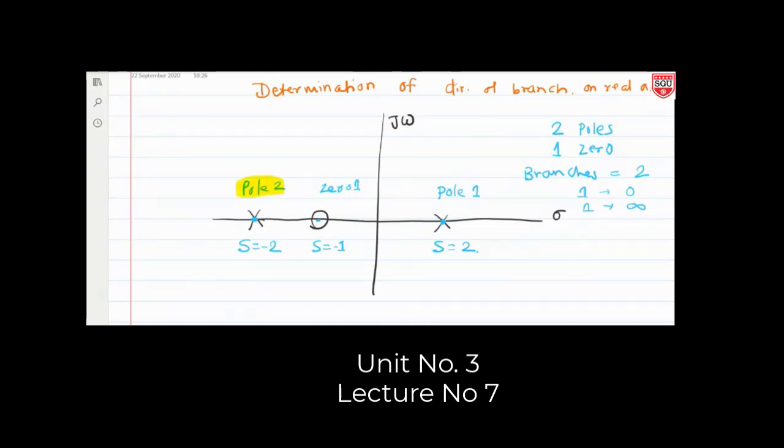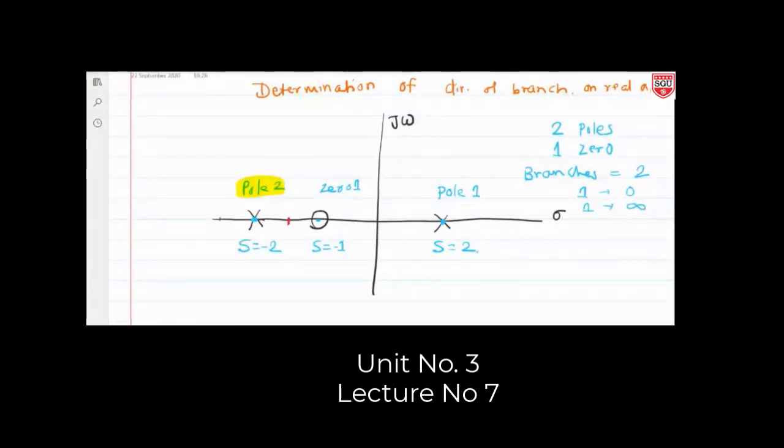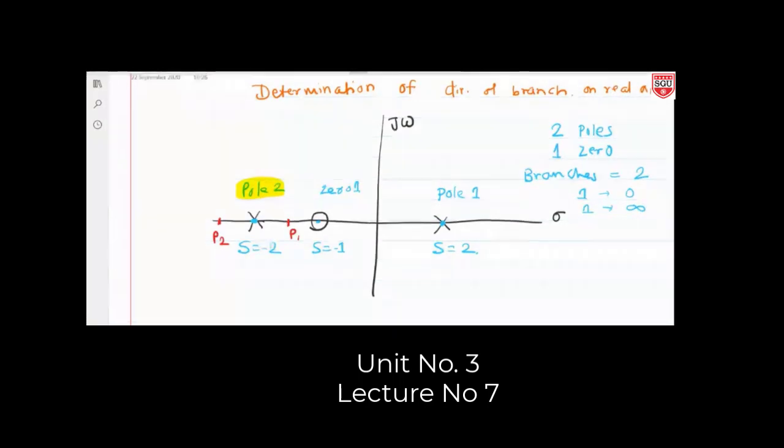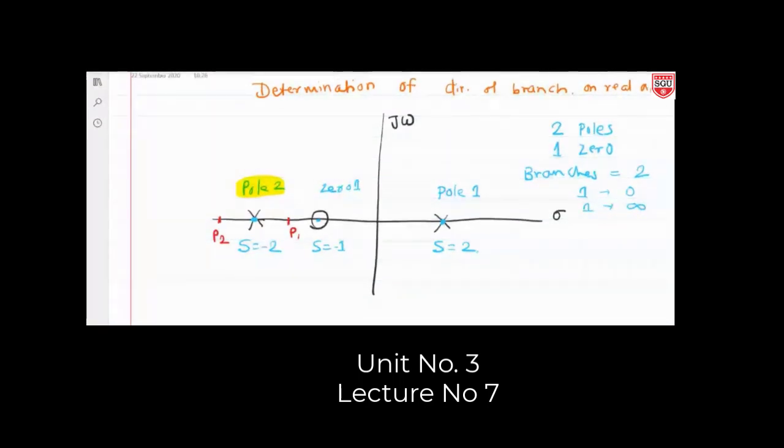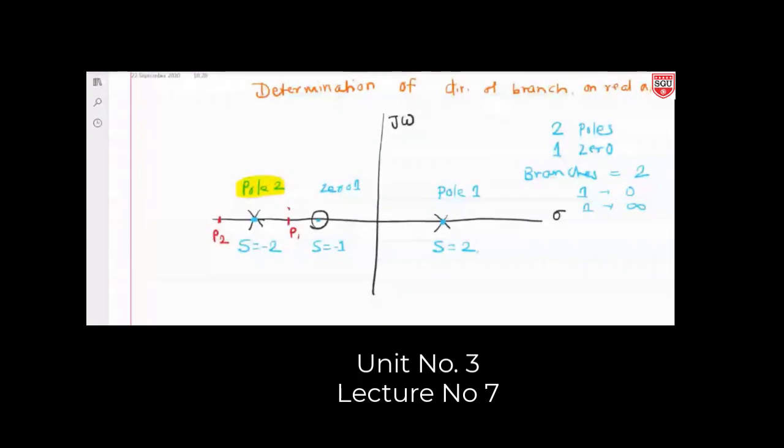If we want to know the direction about this pole number 2, we have to mark 2 points: 1 point here on the right side, 1 point here on the left side. Let's say it is P1 point and this is P2 point. Now imagine you are at point 1 here. You are present over here. Look towards the right side.